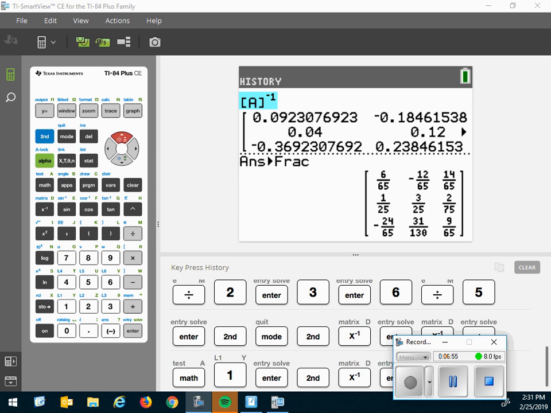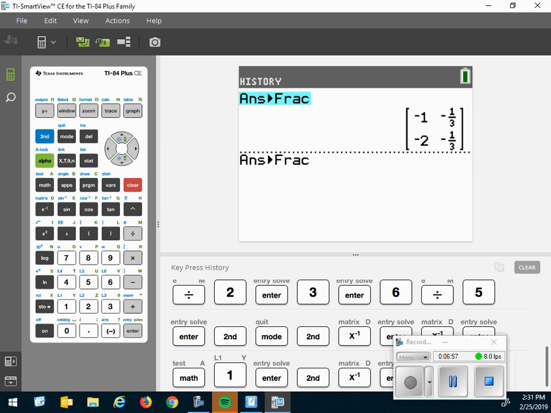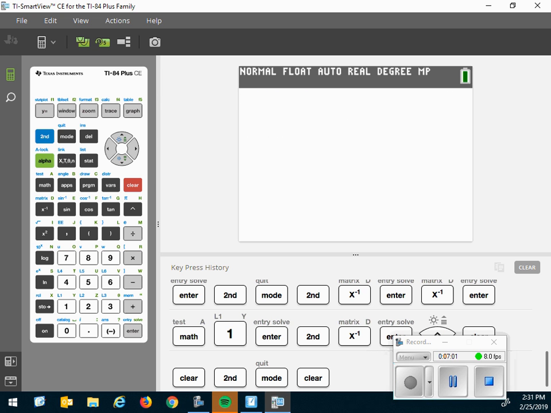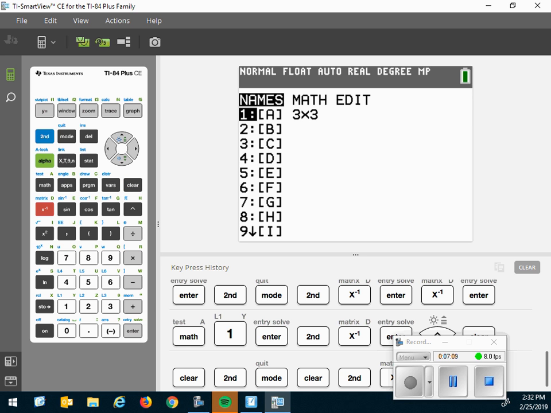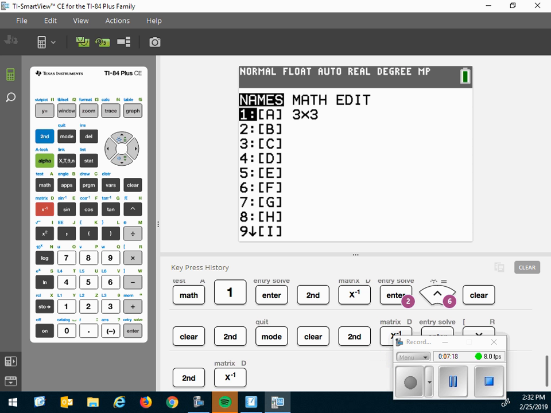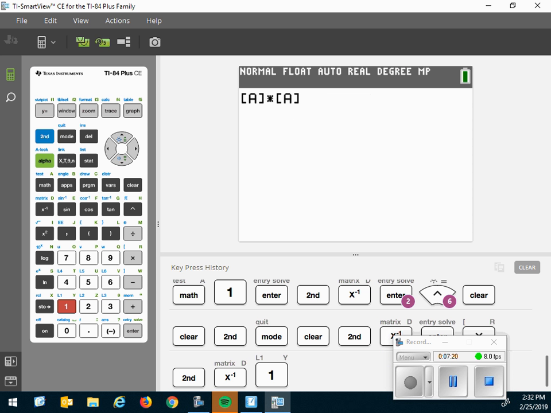Let me see here. I'm just going to clear all this mess here. Okay. If I want to multiply matrix A times its inverse, do this. Go back to matrix. Grab matrix A times, go back to matrix, grab A, inverse.